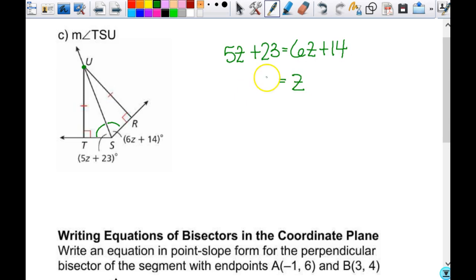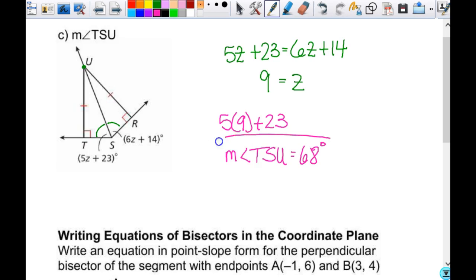What does Z equal? 9. Is that all we need? No. I'm looking for the measure of angle TSU. So I got to do 5 times 9 plus 23. It's 5 times 9, 45. And then plus 23 gives me 68 degrees. We good? Good. Measured angle. Good. All right, any questions?